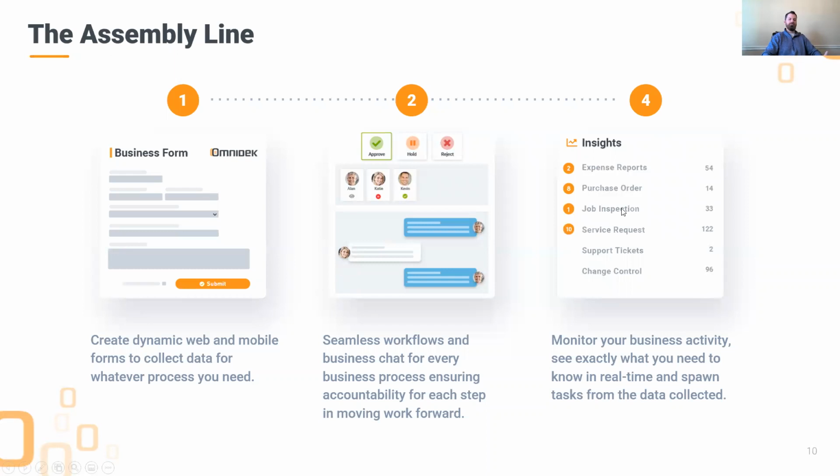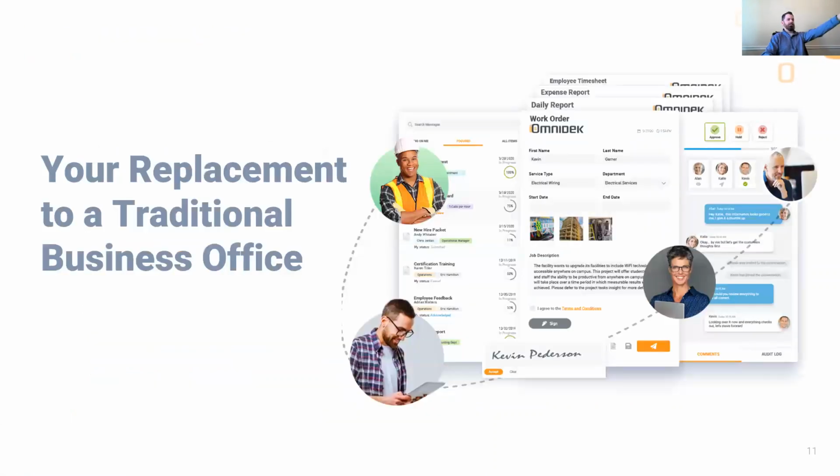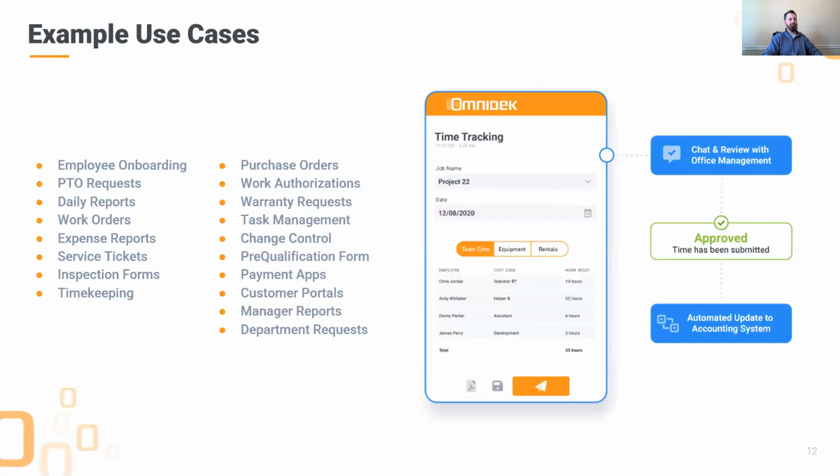Once they've learned this from one work process, maybe expense reimbursement request, then once we implement a new work process, instead of having to go buy another app, we just implement a new work process in Omnidek. Everybody knows how to use it. They're trained up on it, and we don't have to train them on another application. So this really starts to become an ecosystem that is the replacement to your traditional business office.